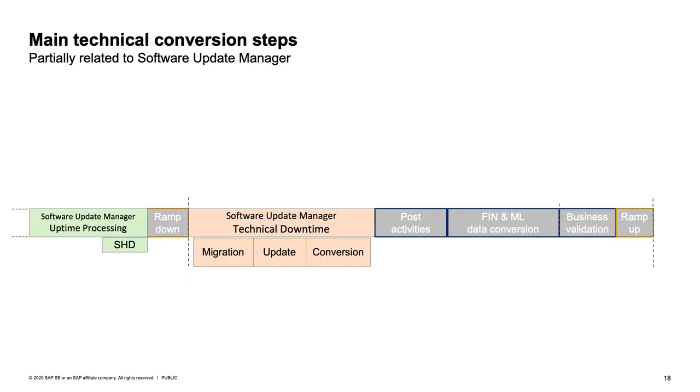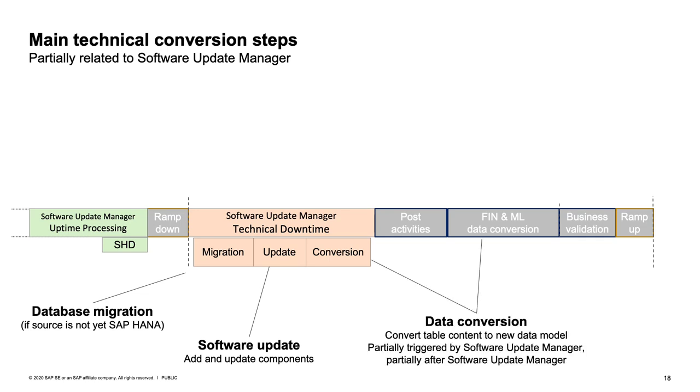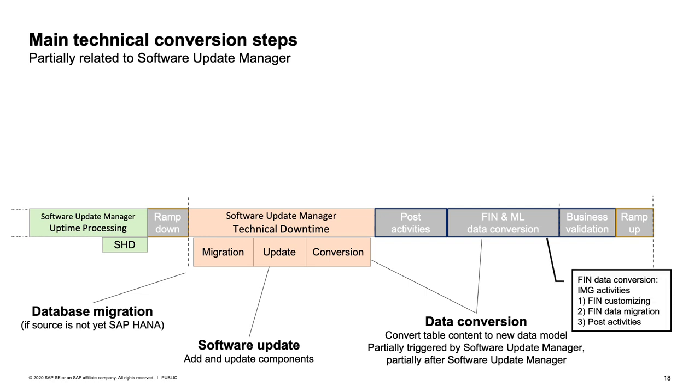Well, what are the technical steps of the conversion? There's an uptime processing of the tool where it will create the usual shadow repository. Then we have downtime, so ramp down and downtime. In the downtime, the software update manager will execute the migration if required, if source is not yet on HANA. The tool will execute the software update to have the new components and will at least partially trigger the data conversion. Actually, data conversion, moving data table content from old to new data tables, is partially executed by the software update manager and is partially a post activity that has to be executed by IMG activities. First, after the software update manager has converted this system to S/4HANA, there is a FIN customizing, then you would trigger the FIN data migration and some post activities.